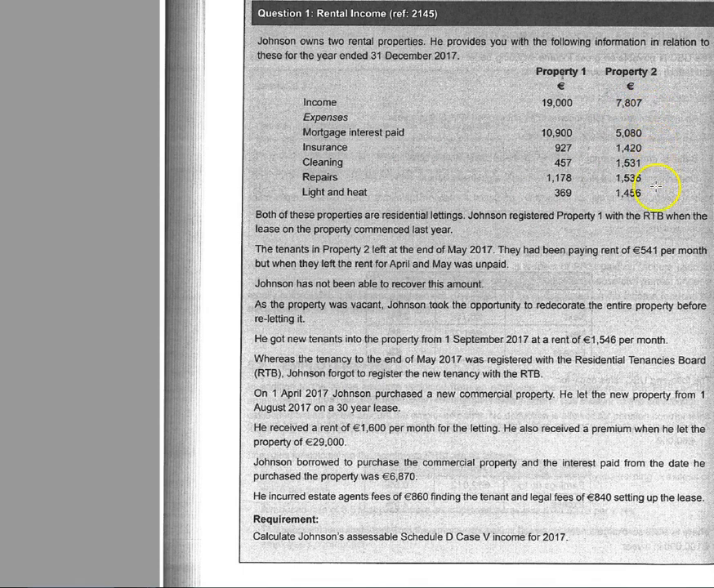So everything on the face of it looks fine. It's the same thing. Restrict mortgage interest by 80%. The tenants in property 2 left at the end of May, and they'd been paying rent of 541. But when they left, the rent for April and May were unpaid.